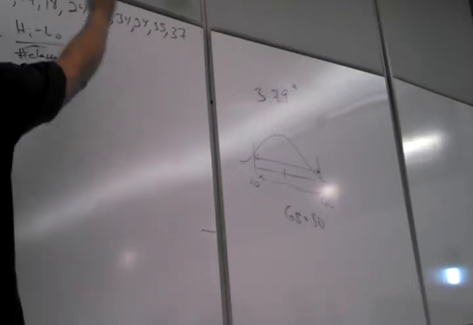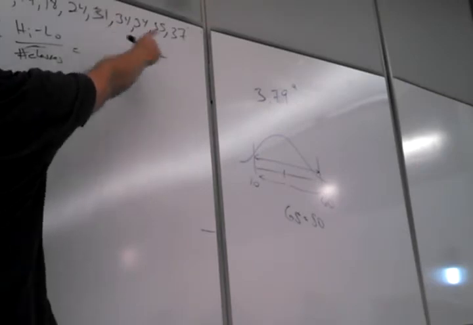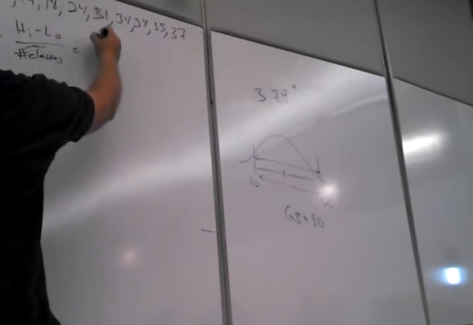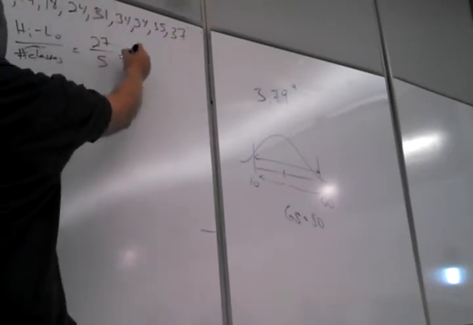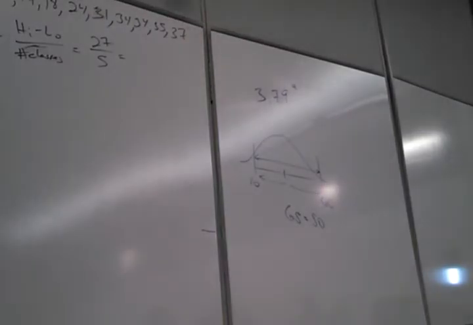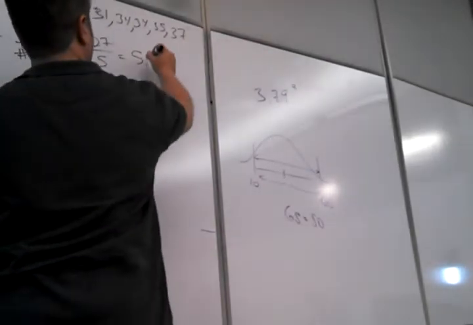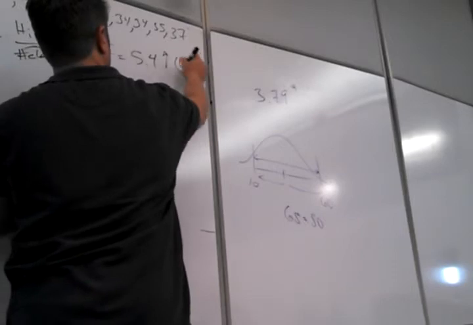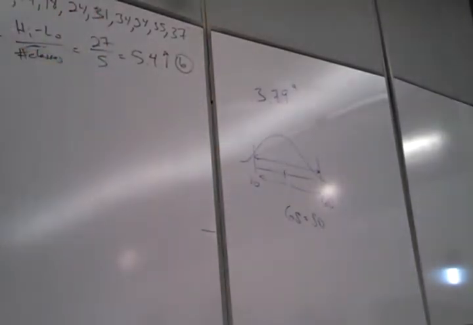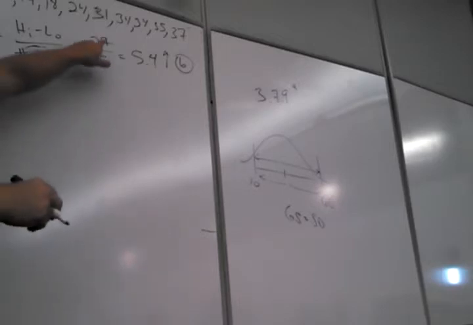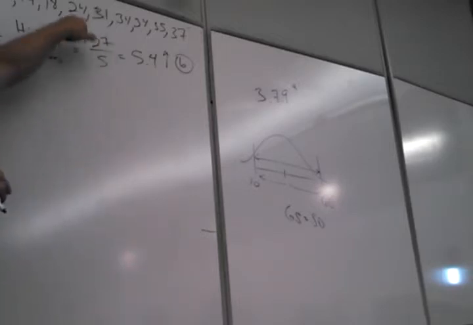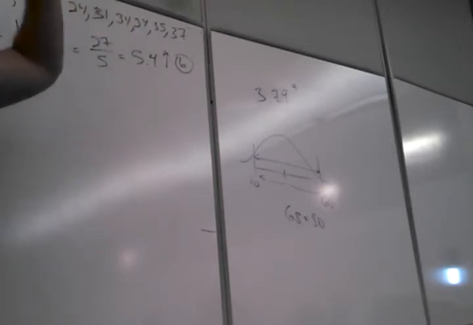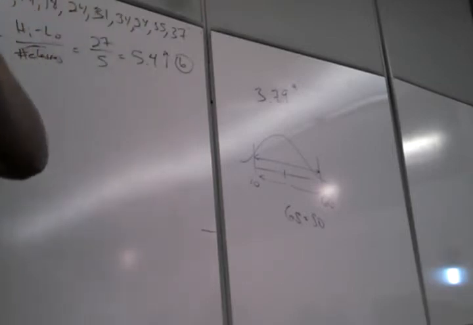So what's the highest? I put them in order. That's nice. 37 minus 10 is 27, divided by 5 gives me 5.4. So round up to 6. Real quick, to divide by 5, double this and then divide by 10, right? 54 divided by 10, 5.4. Easy to divide by 10. It's a really cool little trick for dividing by 5.